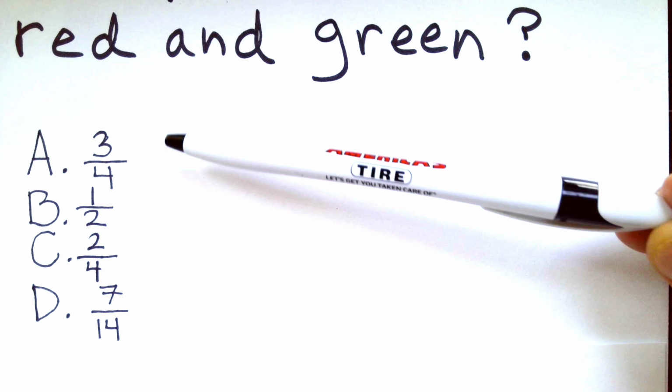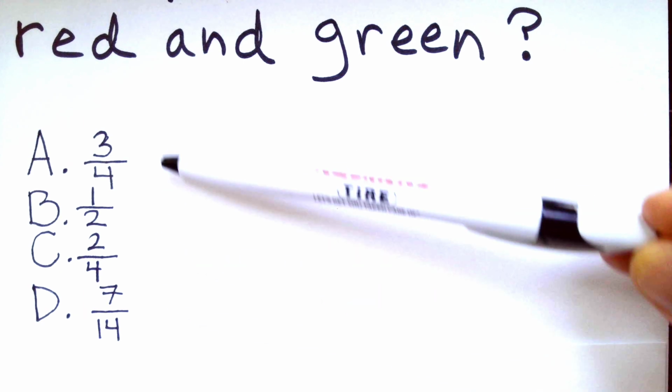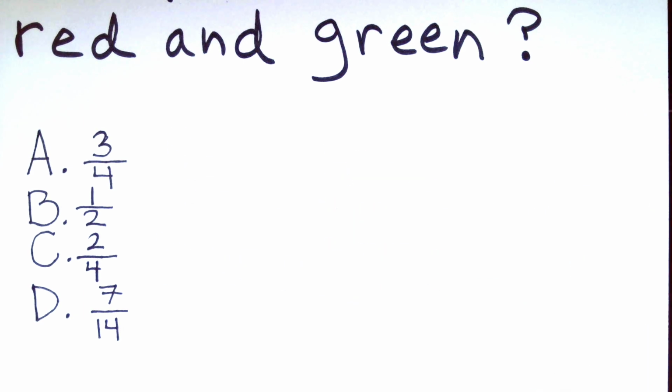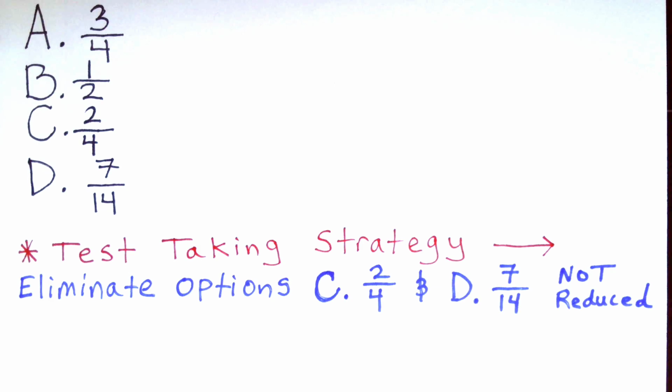Now, take a look at A, B, C, and D. Take a look at these fractions. Do you see anything that's wrong with any of those options? All right, so this is another test-taking strategy. You can eliminate options C and D. They are not reduced, right?